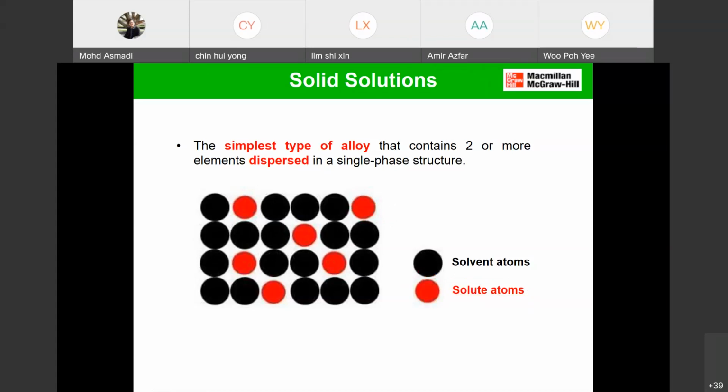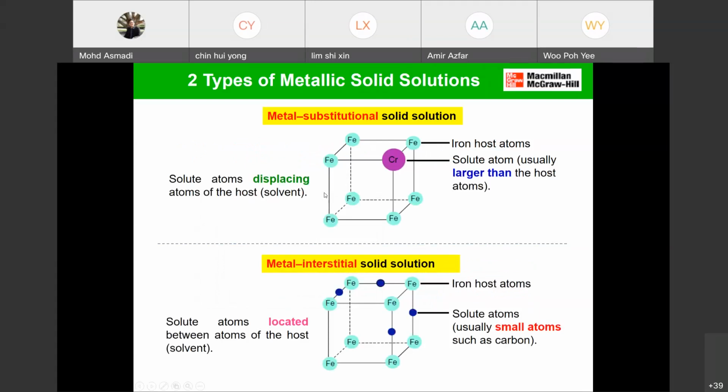There are two types of metallic solutions: substitutional and interstitial. In substitution, the solute atom replaces or displaces the atom of the host or solvent. If you look here, this is chromium, and it replaces the iron space. That's why we call it substitution. Iron is the host, and the solute atom is the parent. Actually, the diameter of chromium is much larger than iron.